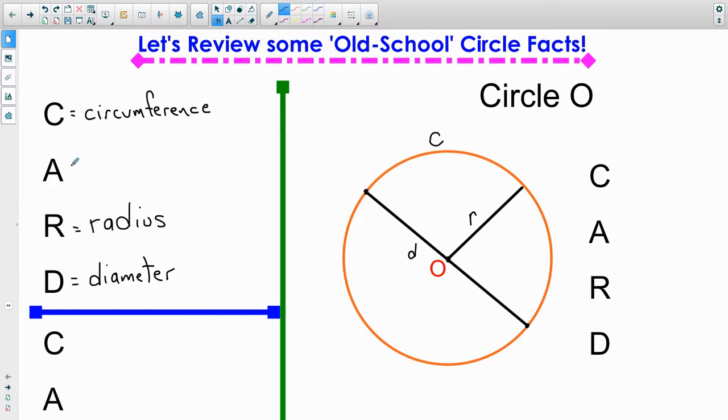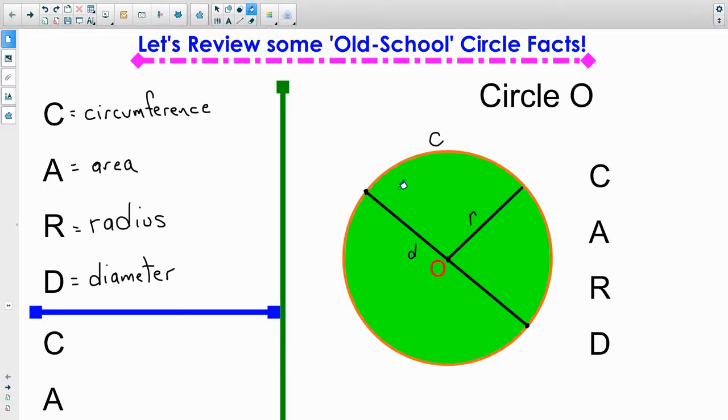And finally, the A is all of the space inside the circle, right? The area of any figure is all the space inside that figure. So if I were just to tap in here, there you go. The entire green area would be the area of the circle, and that is big A. And there you have it. So CARD: circumference, area, radius, diameter.